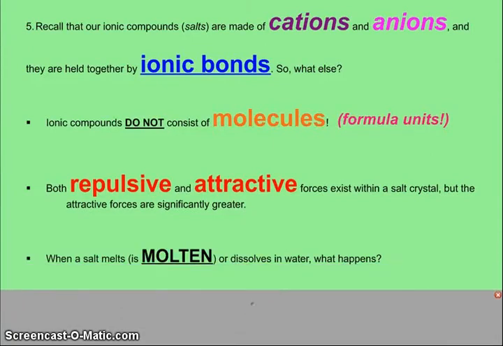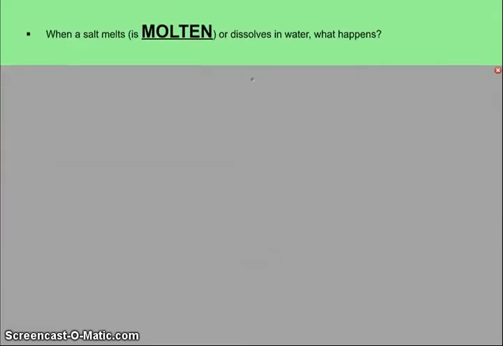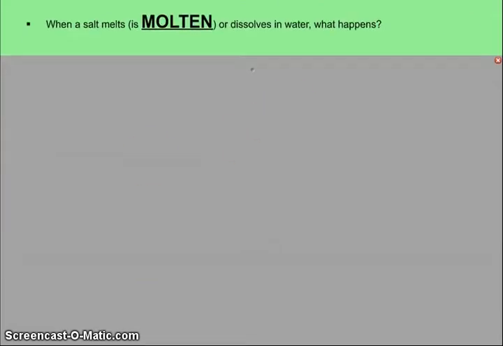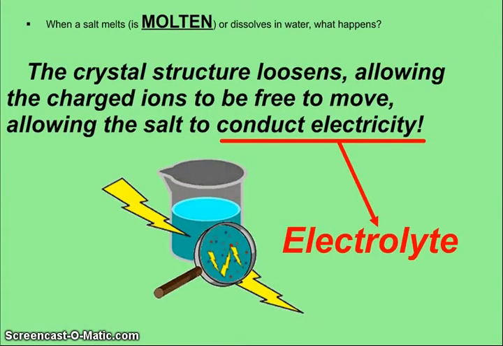Now, what happens when a salt melts, which is what we say when it becomes molten, or if we dissolve a salt in water? Because it's made with those charged ions, we can end up having what's called an electrolyte. So the crystal structure of the ionic compound loosens, and the charged ions are free to move about, and the salt will conduct electricity.